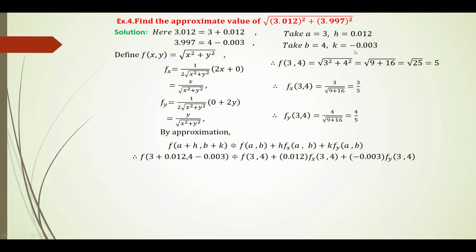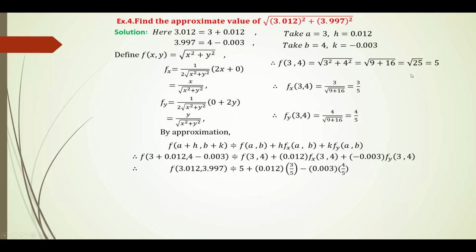b is 4 and k is minus 0.003, so 4 minus 0.003. This is approximately equal to f(a,b), where a is 3 and b is 4, f(3,4), plus h, where h is 0.012, times fx(3,4), plus k, where k is minus 0.003, times fy(3,4). Therefore we get f(3.012, 3.997) is approximately equal to f(3,4).